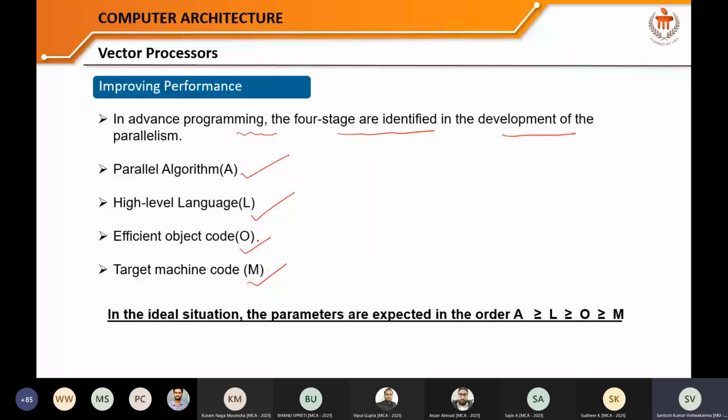All right, now in the ideal situation, as you can see in the last part, the parameters are expected in this order. What is this? A should be higher than L, that is the higher language. It's higher than O, and it's higher than M. So this is the order which is expected. That makes things quite competitive, quite competent.